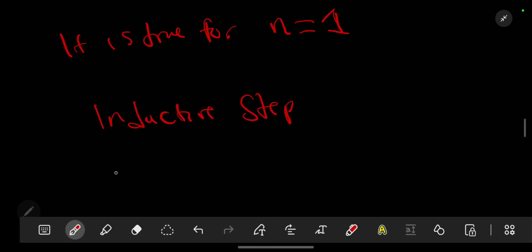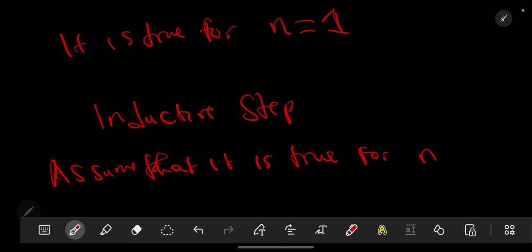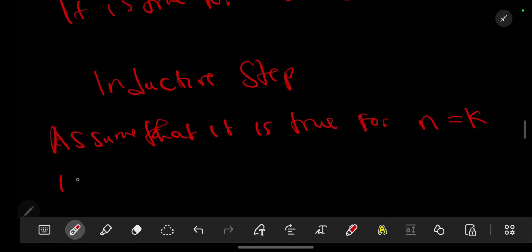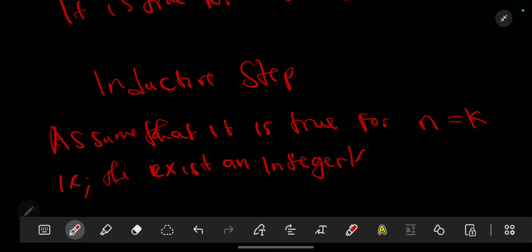From there, you go to the inductive step. So the inductive step, you are going to say assume. These statements are very important. Assume that it is true for n is equal to k. That is, there exists an integer x.